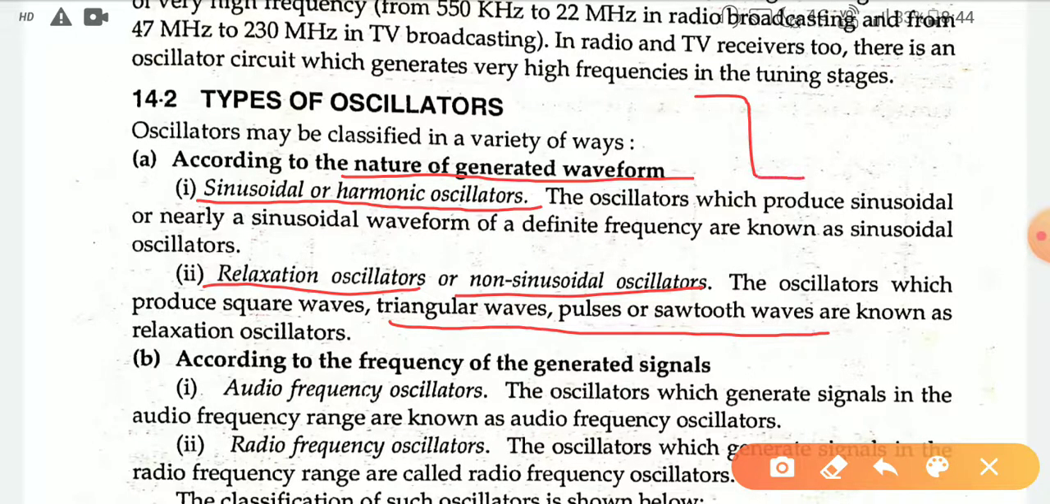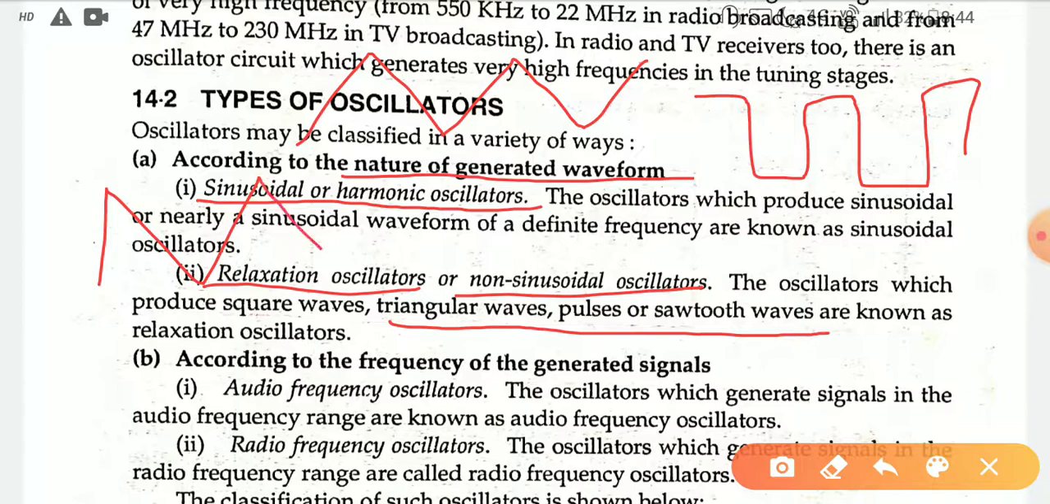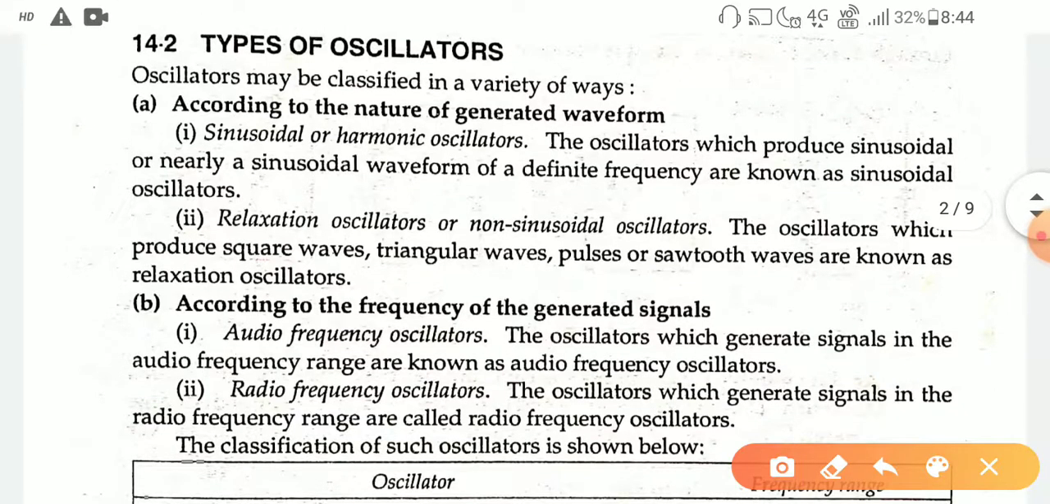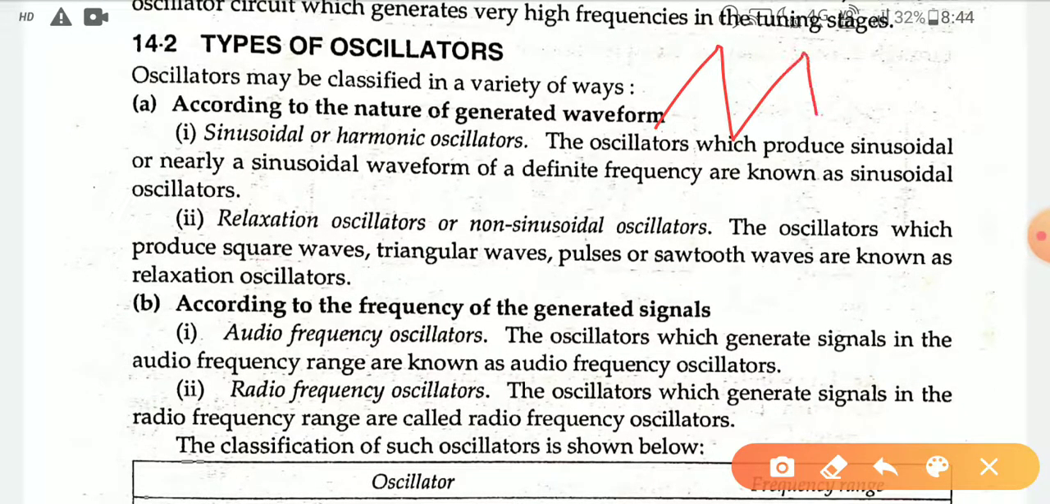That means this kind of thing. If it is a square signal, a triangular signal, or a sawtooth signal, it will look like this. For the sawtooth signal, it will be as such. This will be the sawtooth waveform. So these are the examples for the relaxation oscillator.